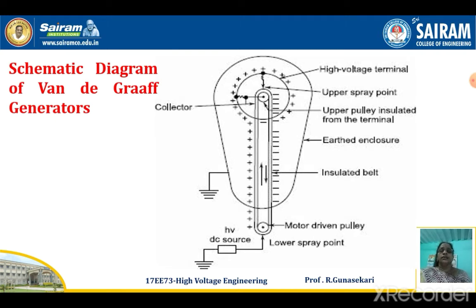This is the schematic diagram of the Van de Graaff generator. Now you see the diagram. At the bottom is the high DC source, then the lower spray point. Above the lower spray point, there is the motor driven pulley, then the insulated belt, earthed enclosure, upper pulley insulated from the terminal, upper spray point, high voltage terminal and collector. So this is the Van de Graaff generator.